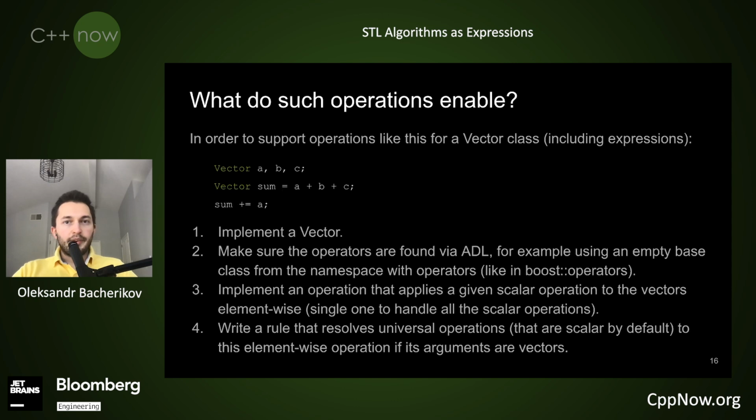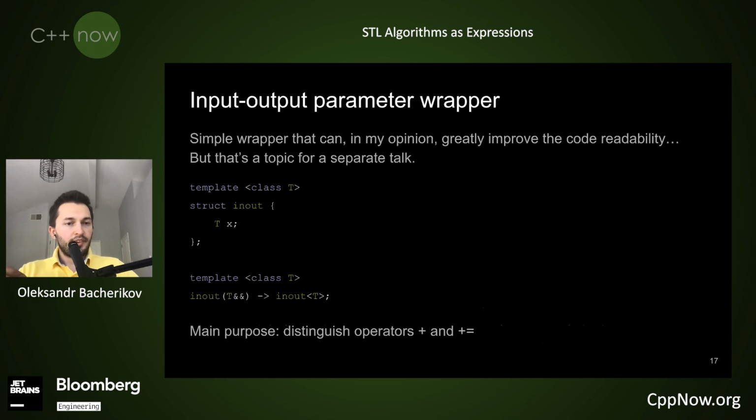Okay, and now let's get back to some implementation details I skipped before. First is the input-output parameter wrapper. I think this is a simple utility that, in my opinion, can greatly improve the code readability, but it would be a topic for a separate talk. So for now, let's view it as a basic wrapper, which just stores the argument or the reference to the argument. And its main purpose is to distinguish such cases as operator plus and plus equals.